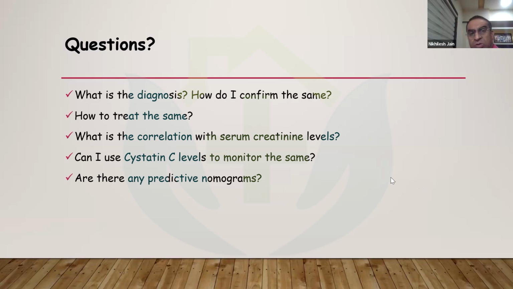So what is the diagnosis? We've gone through that. How do I confirm the same? This is something you should know. And there's a pictorial quiz also regarding the same. Again, I'm leaking that out. You need to know about the dithionite test. How do you need to treat the same? What is the role of hemoperfusion, or what is the type of modality of RRT that you should use? That becomes important. Correlation with serum creatinine levels, especially with reference to defining the prognosis. You need to know the predictive nomograms that are available for paraquat poisoning. And of course, the role of cystatin C levels in terms of monitoring the same.